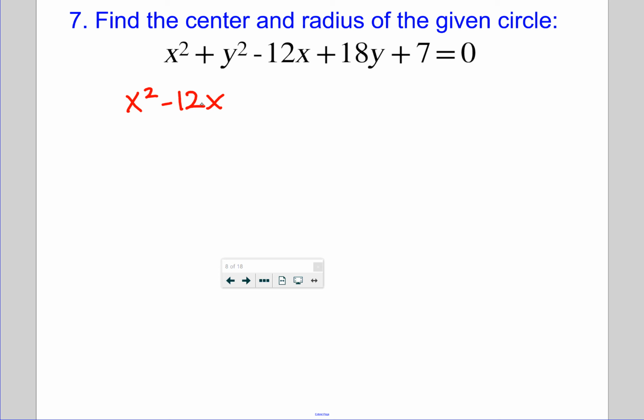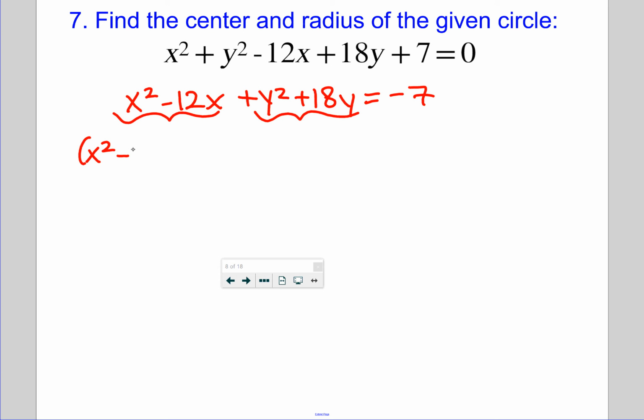So x squared minus 12x, y squared plus 18y, getting my x's and y's together, and then if you have a constant, you're going to move it over to the right side. From there, we're going to create a perfect square trinomial by adding a number onto my x's and y's. To find that number, you're going to take your linear terms, the number in front of your x or y respectively, -12 for my x's, half it and square it. If I half -12, I have -6 squared is 36.